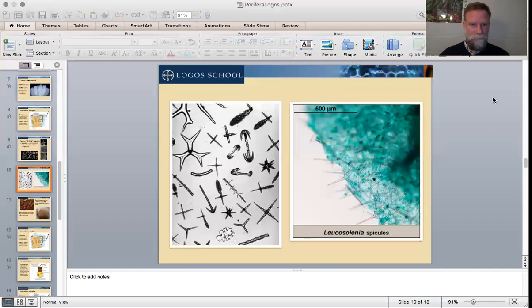And you can see some of the similar types of shapes over here on the left. And this is in an intact sponge. And there's a nice scale for us, about 500 micrometers. So these are small, guys, but easily visible under the microscope, compound light microscope.